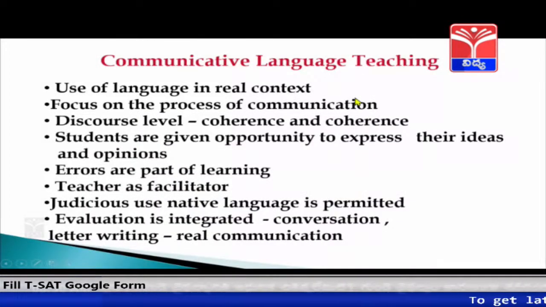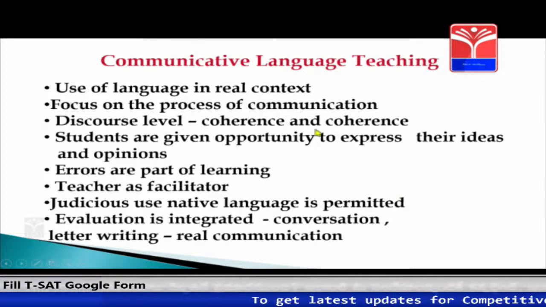Whereas the direct method strictly prohibited the use of the mother tongue, communicative language teaching tolerates the mother tongue. You cannot say that natural language or even first language has to be banned. It can be used, but judiciously, when time permits, when there is a need, the mother tongue or native language can be used.